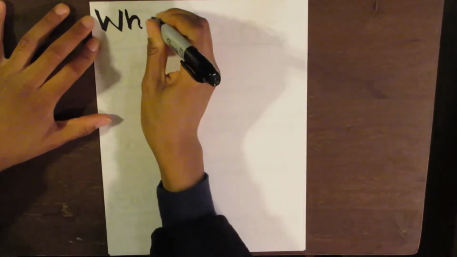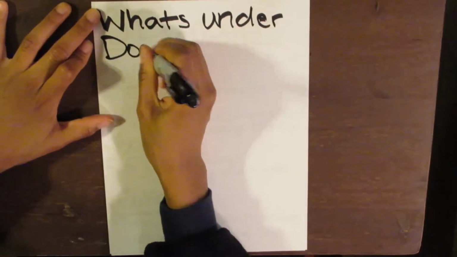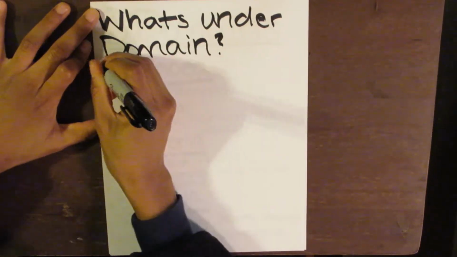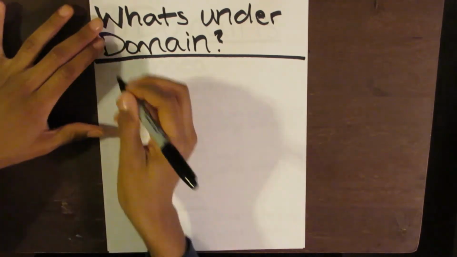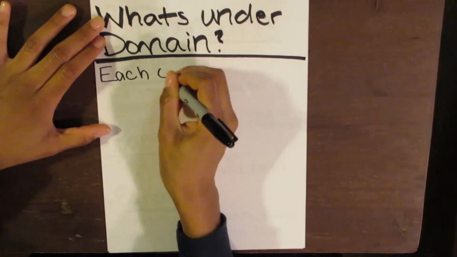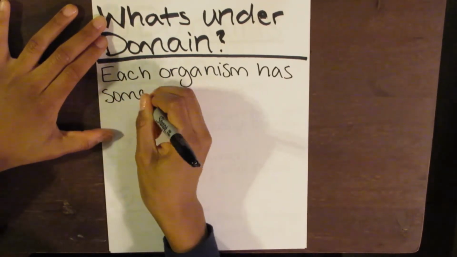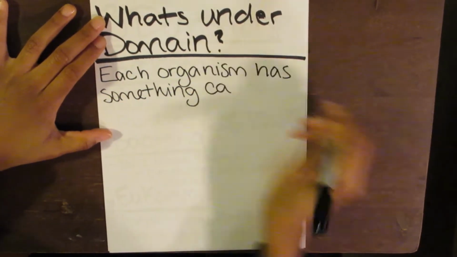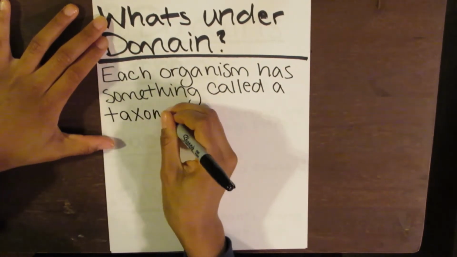So now let's look at what is under domain. Let's think about it. What's going to be under domain? What do you think? Without knowing anything, just what do you think? Well, this is something new, something we haven't learned, but each organism has something called a taxonomic classification. So here you can see me writing that down. It is called a taxonomic classification.